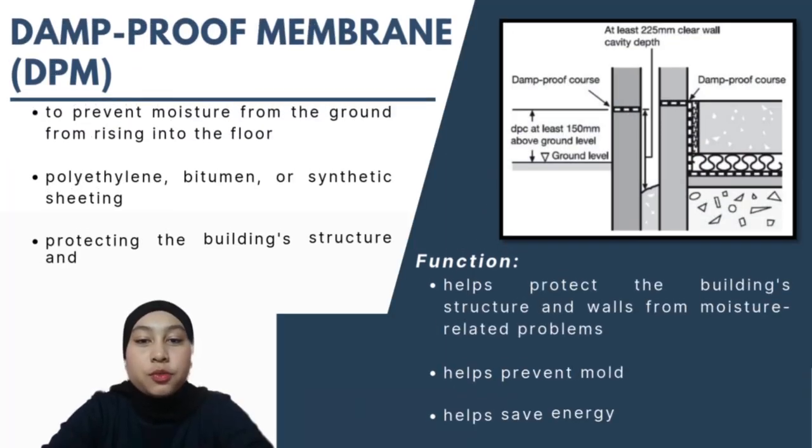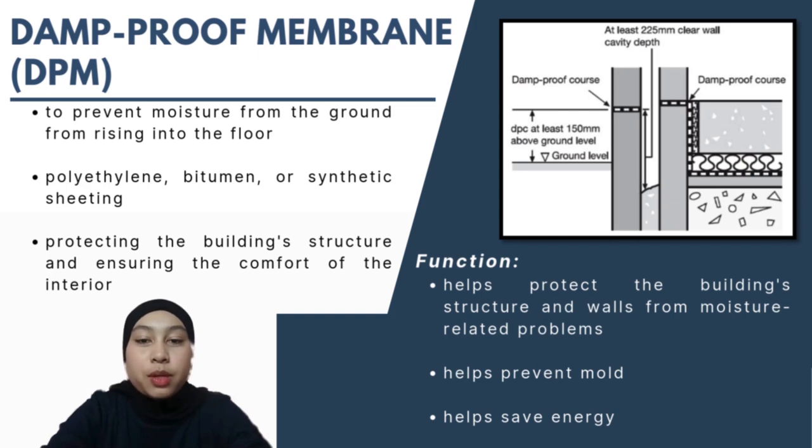Next is question 3, which is to differentiate damp-proof membrane (DPM) and damp-proof course (DPC) for floor. As we know, a damp-proof membrane and a damp-proof course are both used in buildings to prevent moisture from entering, but they serve different purposes.